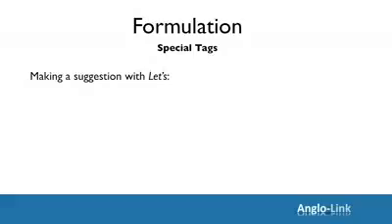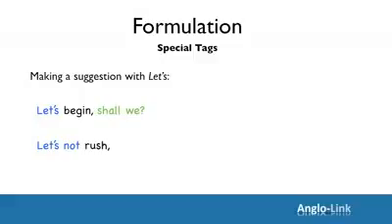There are 3 special tags we should look at before we finish with formulation. The first one is the tag that follows the expression let's. When you make a suggestion with let's, if you want to add a tag, use shall we. Let's begin, shall we? Even if your sentence is negative, the tag remains shall we.